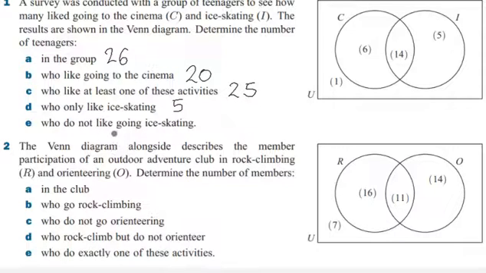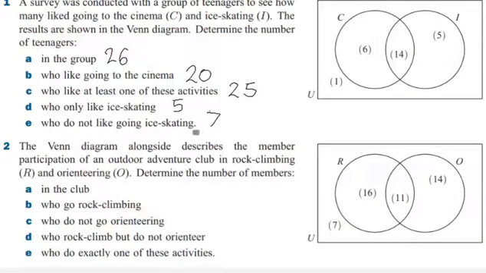And the teenagers who do not like going ice skating, that will be every teenager that's not in this circle. Okay, every teenager not in this circle. So that will be 6 plus 1, and that will be 7 teenagers. All right, so that's that for number 1.